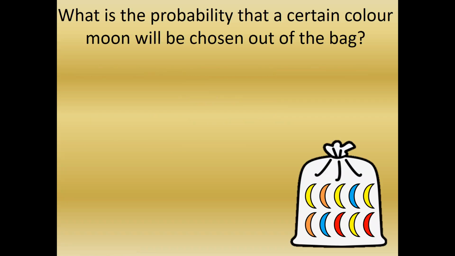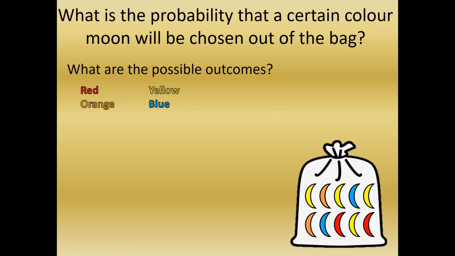So we're going to start off with this question. What is the probability that a certain color moon will be chosen out of the bag? Look at the bag at the bottom, you have a bunch of different colored moons. So what are the possible outcomes? What are the possible results? What colors could be chosen out of this bag is what this question is asking. So we have red, orange, yellow, and blue, because those are all of the different colors of the moons inside of the bag.